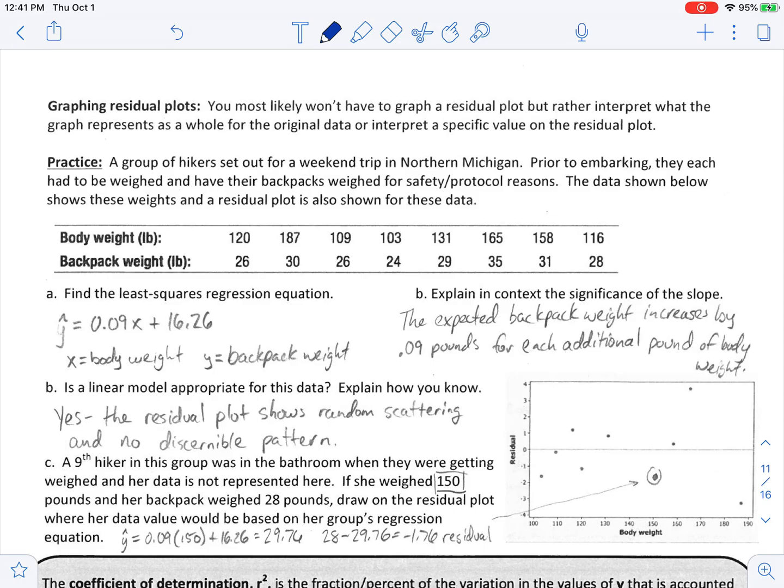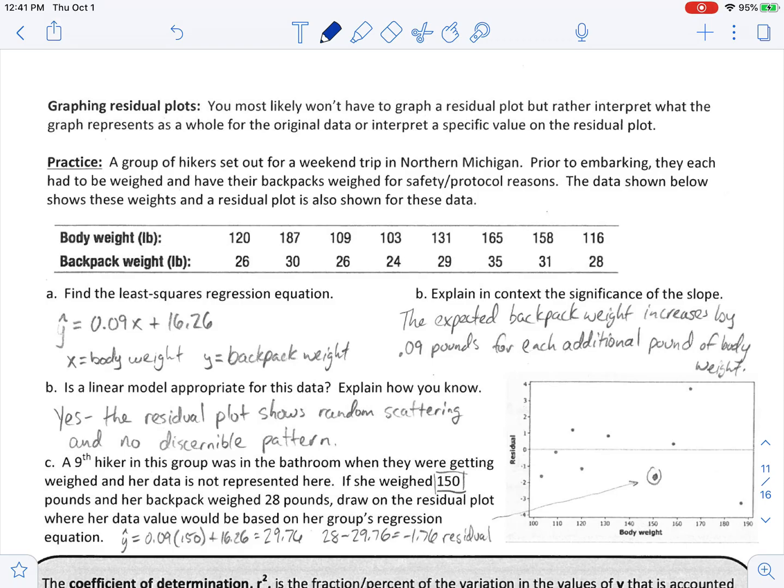A 9th hiker in this group was in the bathroom when they were getting weighed. Her data is not represented here. If she weighed 150 pounds and her backpack weighed 28 pounds, draw on the residual plot where her data value would be based on her group's regression equation. Okay, so different question here. This is definitely something that could have come up on an FR.